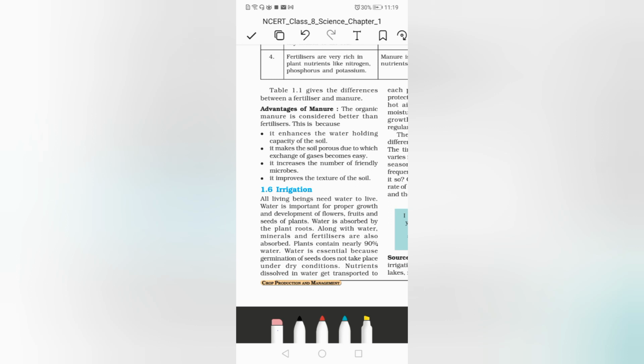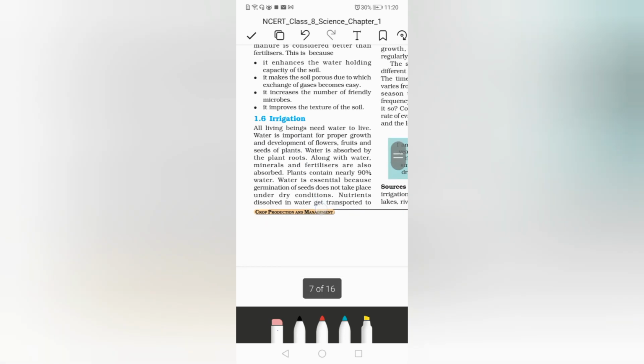That means when you have gaps in the soil, friendly microbes that improve the soil by turning it, bringing the bottom layer to the top, and by getting earthworms inside, it increases the number of friendly microbes. It's just better. It improves the texture of the soil. I've also discussed this before.